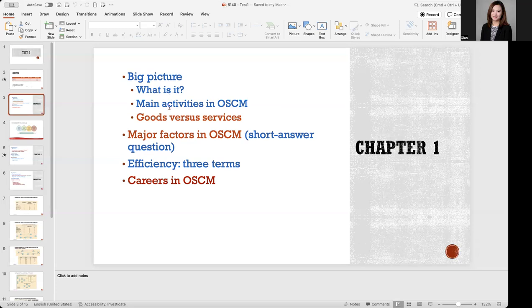The second thing you need to review is the activities in OSCM.